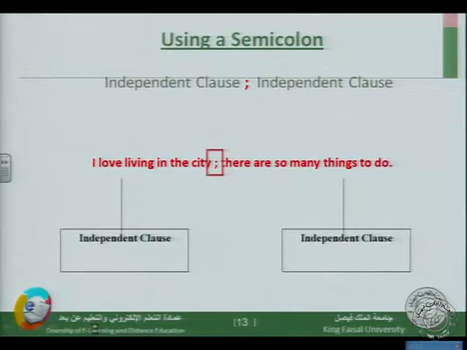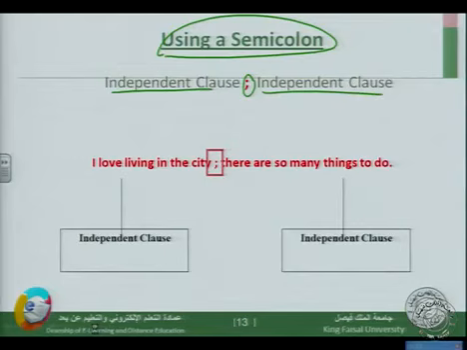As you can see here, خلينا الآن أول استخدام using a semicolon, independent clause, semicolon, independent clause. I love living in the city, semicolon, there are so many things to do. برضو هذه independent clause لأنه there are subject, verb, subject, verb. So this is one way how to connect compound sentences together. Okay?